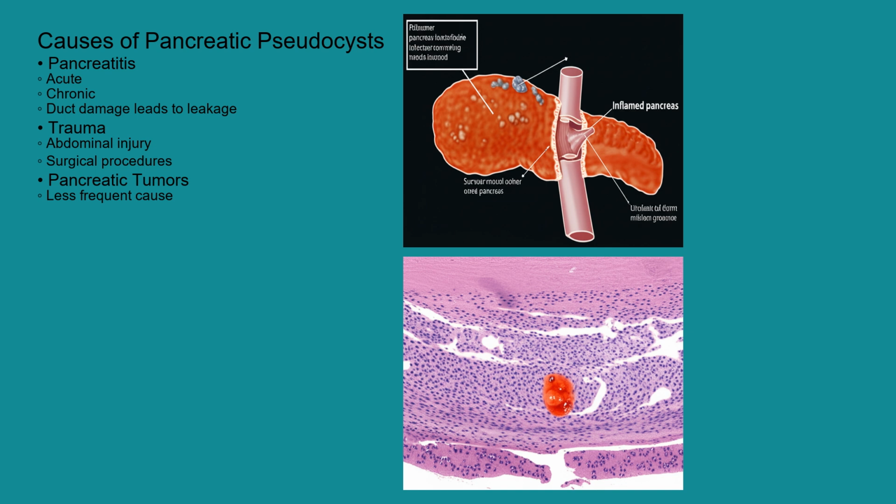Now, let's talk about what causes these pseudocysts to form. The most common culprit is acute or chronic pancreatitis. This inflammation of the pancreas can damage the pancreatic ducts, leading to leakage of pancreatic enzymes and fluids. Trauma to the abdomen, such as from a car accident, and even certain surgical procedures can also disrupt the pancreas and trigger pseudocyst formation. Less frequently, they can be associated with pancreatic tumors.